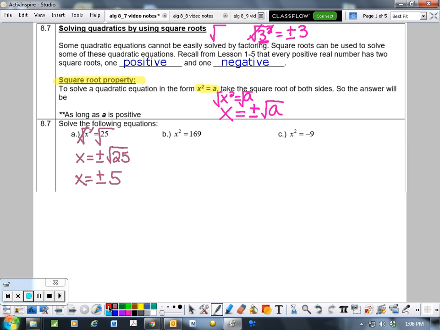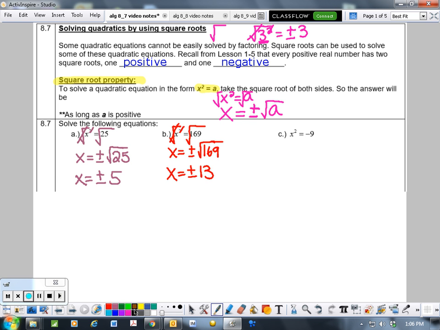So now we'll move on to the next one. Again, square rooting both sides. So x equals plus or minus square root of 169. If you don't know, check it out on your calculator. Type in square root of 169, and you're going to find that this is positive and negative 13.